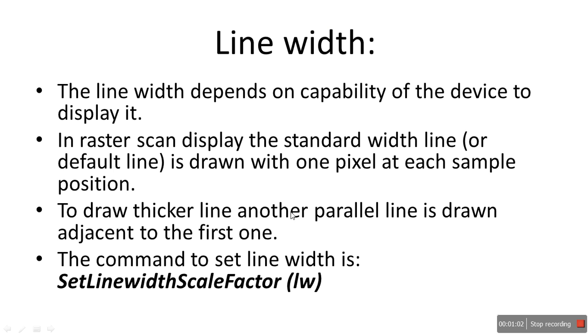To draw a thicker line, we just draw another parallel line adjacent to the previous line, so it is just below it or above it. The command to set the line width is set line width scale factor, and in brackets you specify the line width scale factor you want. It has to be more than one, because 1 pixel is the default, so 2, 3, 4, whatever you want. So this is line width.